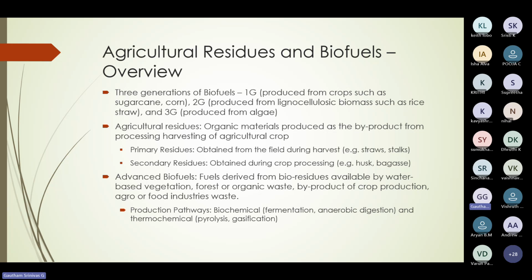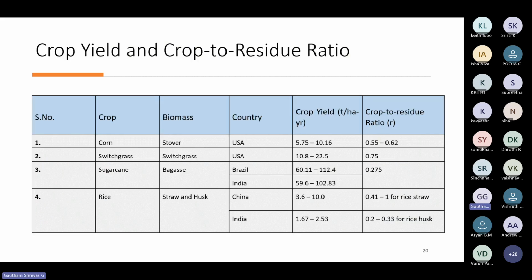Basically, whatever you produce from biomass, or lignocellulosic biomass like agro residues, or even wood or anything, that is not used for food. That's basically it. And there are different production pathways. We've already seen that: biochemical and thermochemical conversion. Coming to the crop yield and crop to residue ratio, there are a few crops, or rather a few residues, from which ethanol can be produced.